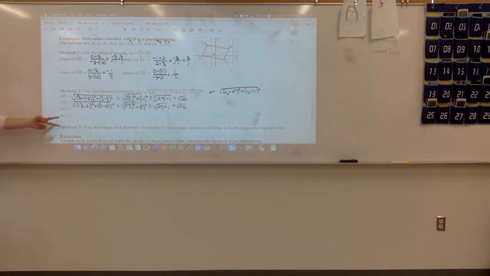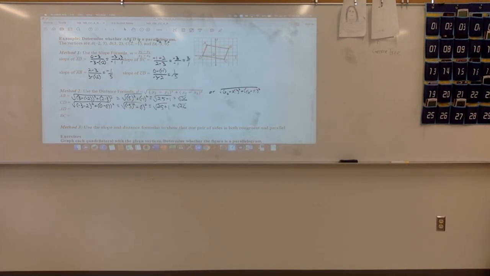I want to do the same thing then for AD and BC. Finding those two lengths, and then see if those are the same. So if both pairs of opposite sides have the same length, then it's a parallelogram. Questions on those ideas? We're about out of time.